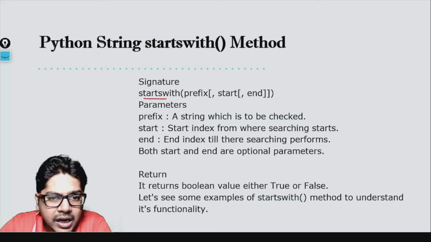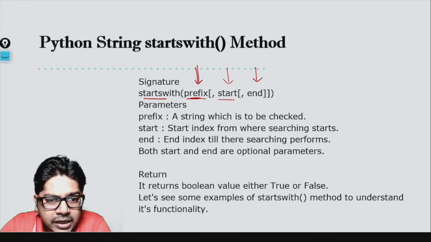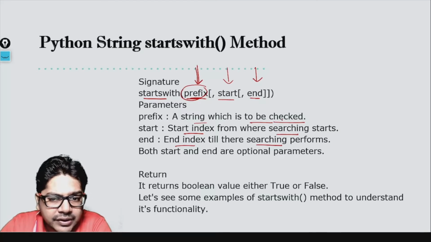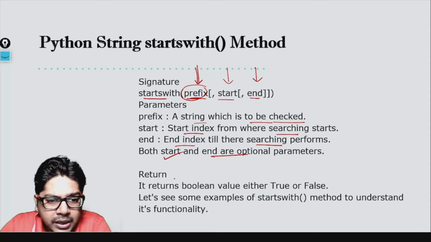So here you see startswith takes a prefix, which is the most important one, the one you are looking for, and then start, which is optional, and end, which is also optional. Start means the start index from where the searching starts, end means the end index where the searching stops. Prefix is the string which is to be checked. Both start and end are optional. Now what does it return? It returns a boolean value, true or false.